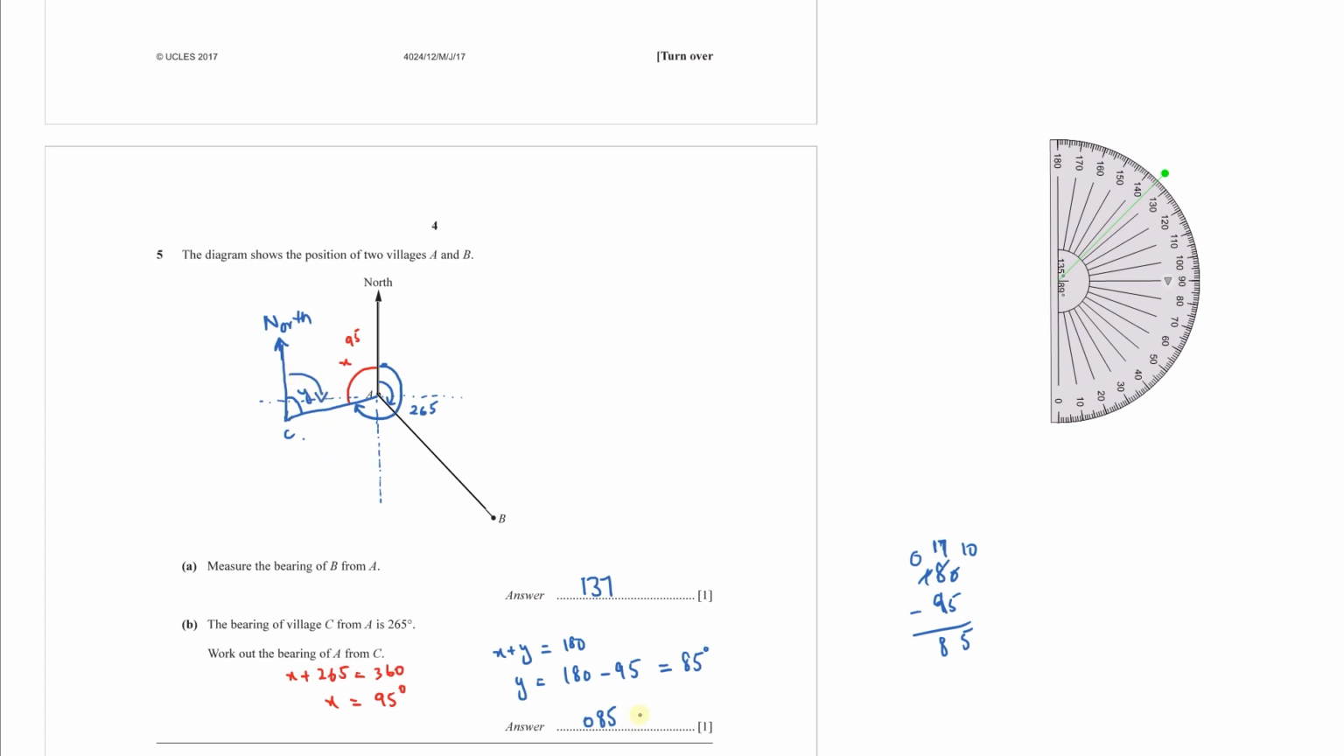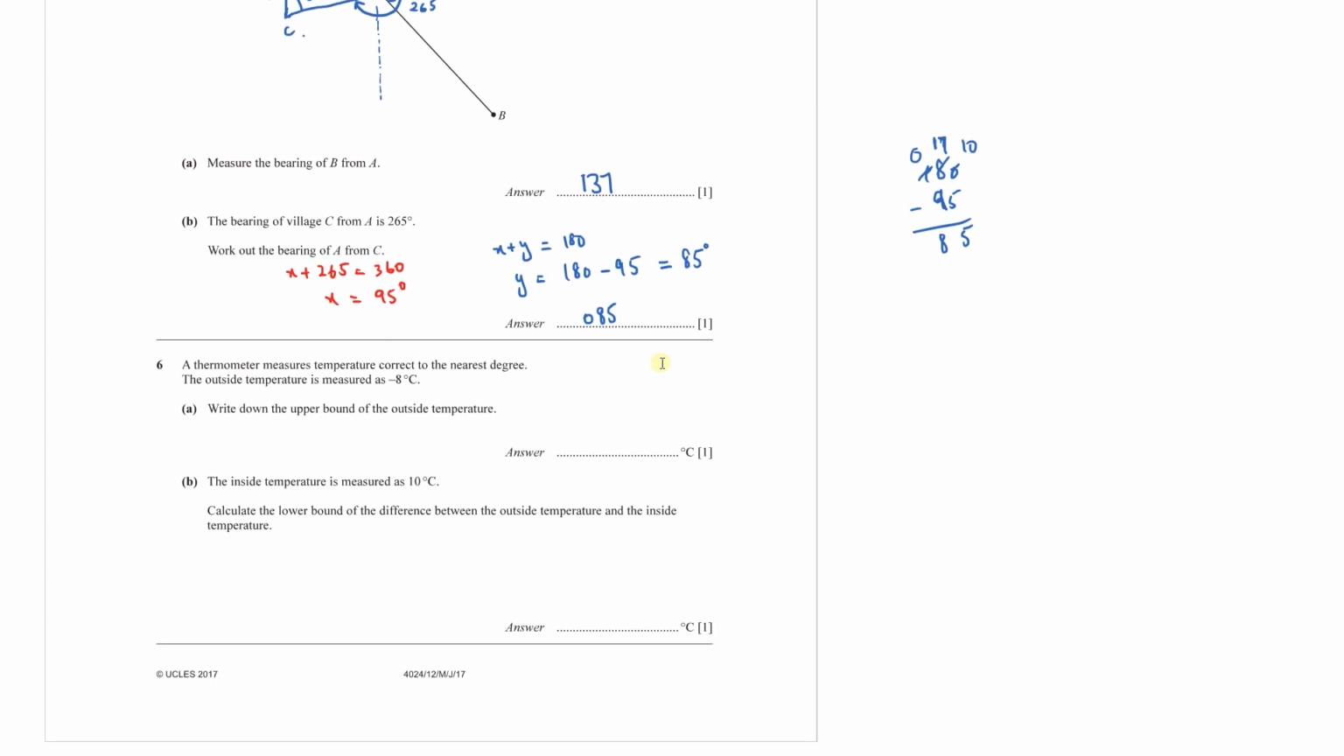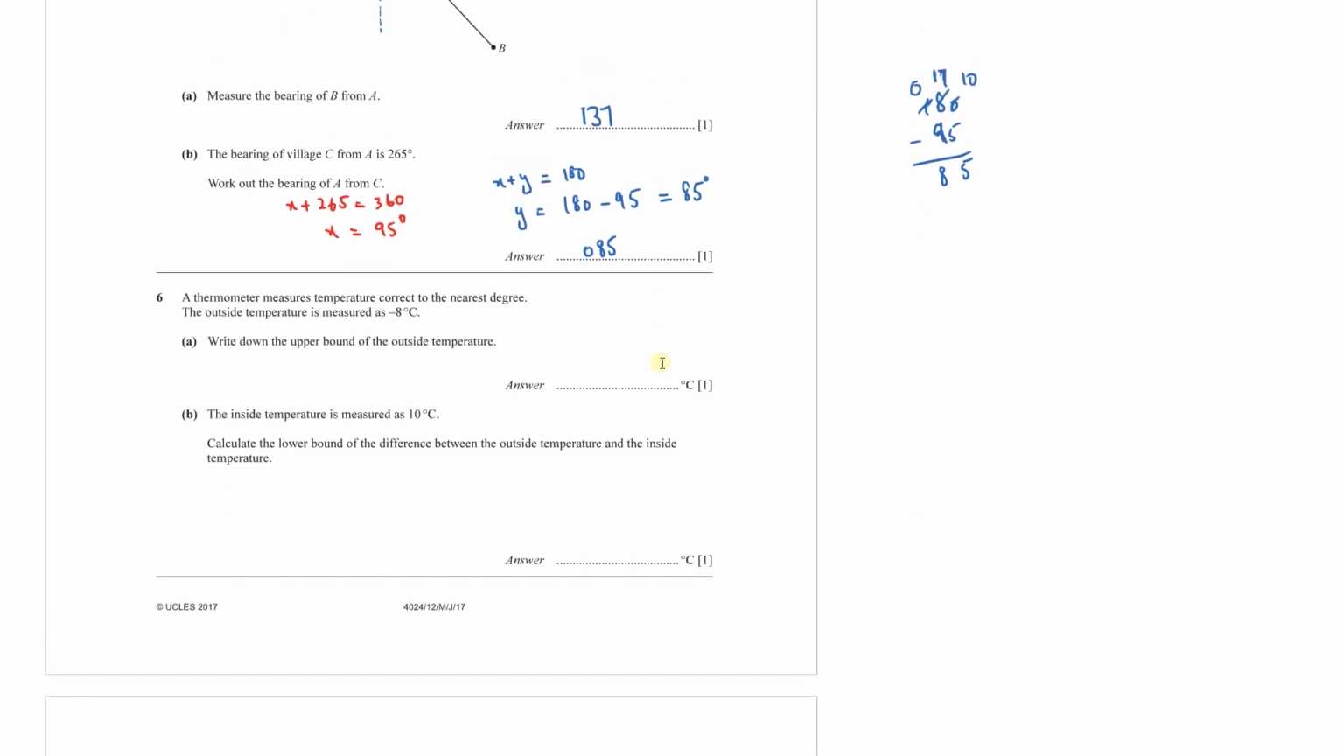So this will be your answer. Question number 6: a thermometer measures the temperature correct to the nearest degree. The outside temperature is measured as minus 8 degrees Celsius. Write the upper bound of the outside temperature.